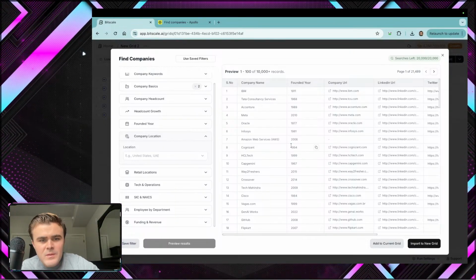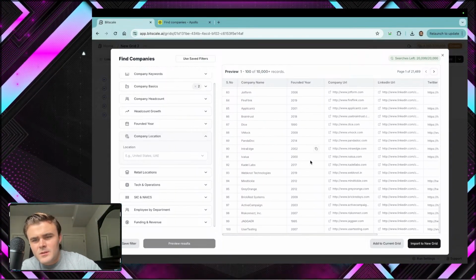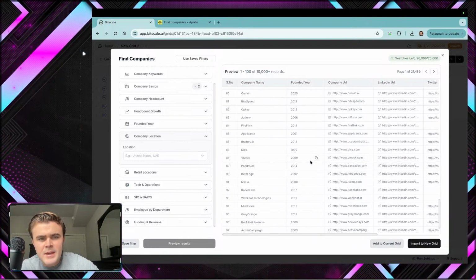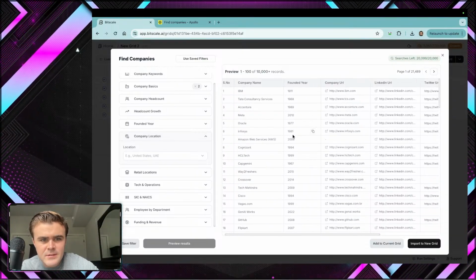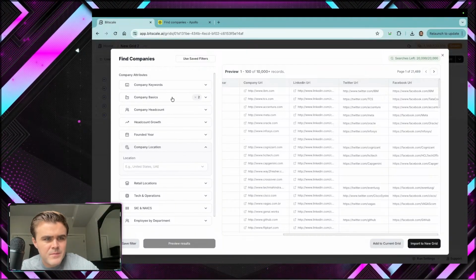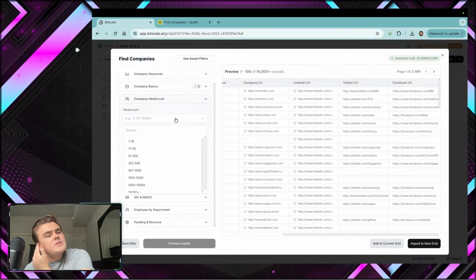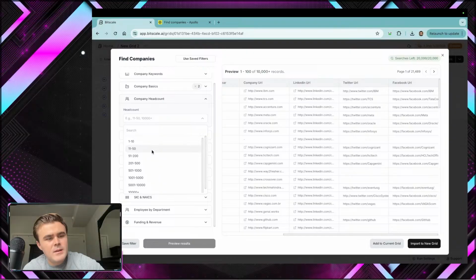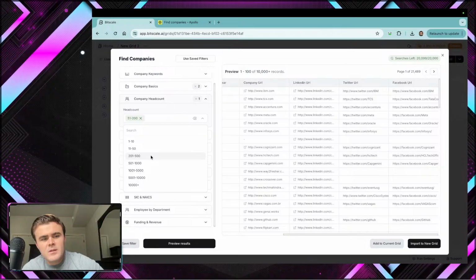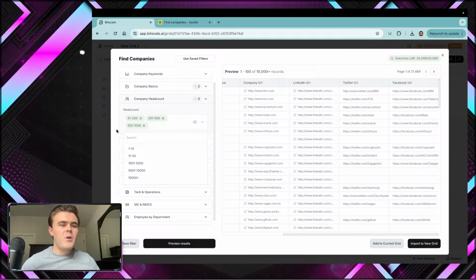That's way too big. So let's figure out the headcount first, because these companies are gigantic, and they're not necessarily software as a service companies. So I think for now, let's test out this 51 to 200. Let's stick around this size for now, small to medium size, I would say.